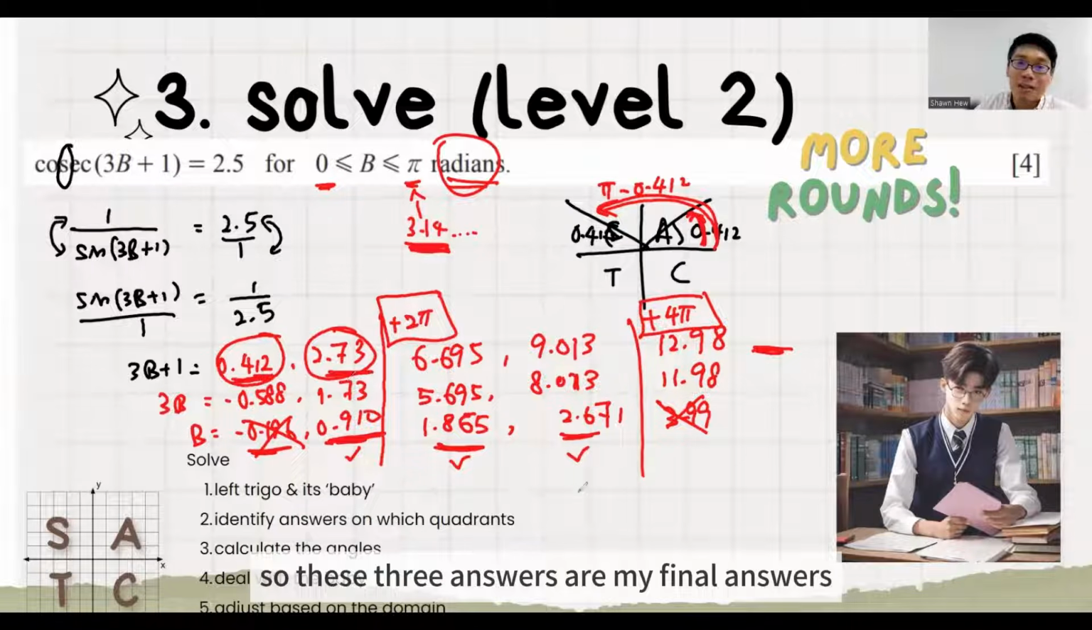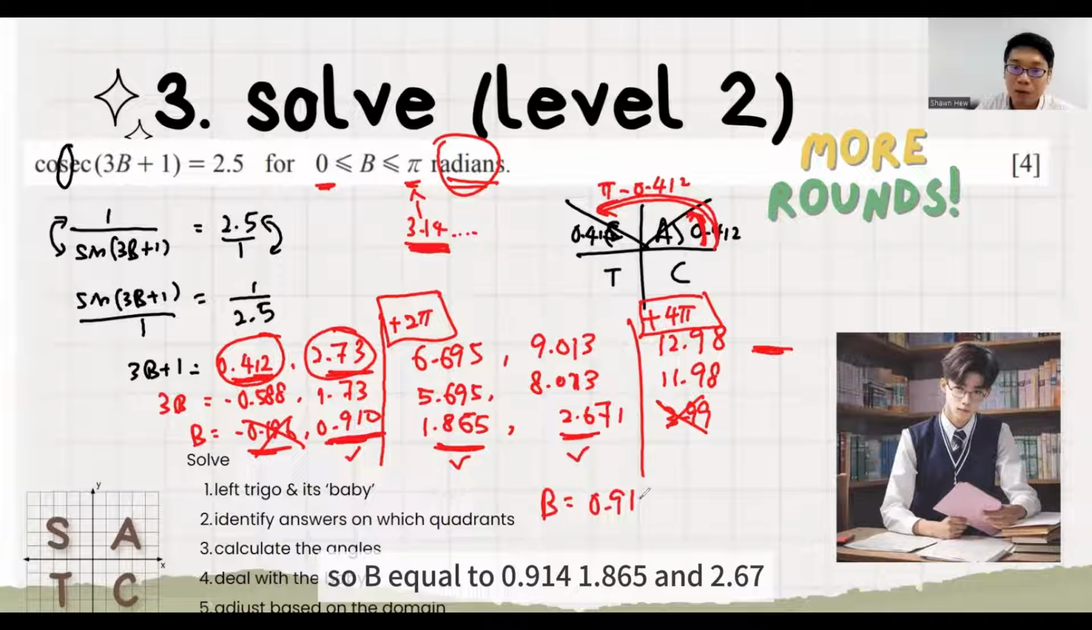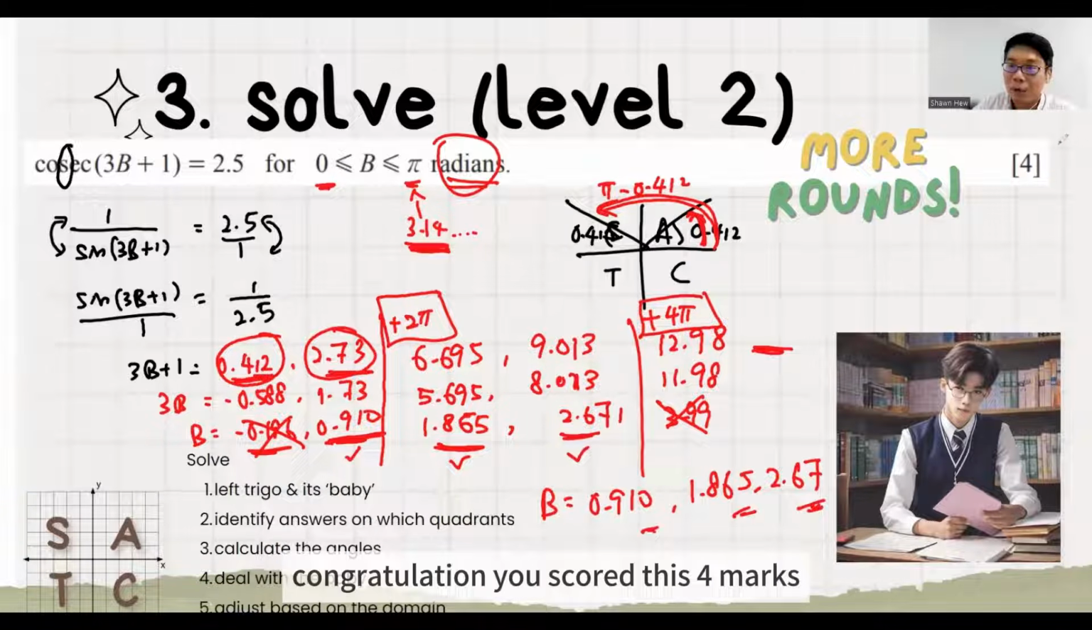So these three answers is my final answer. So B equals to 0.914, 1.865, and 2.67. Congratulations, you scored this 4 mark.